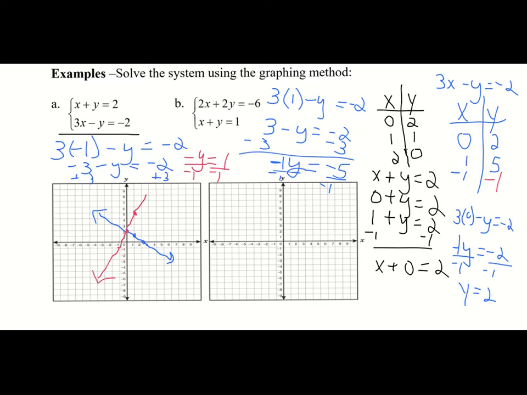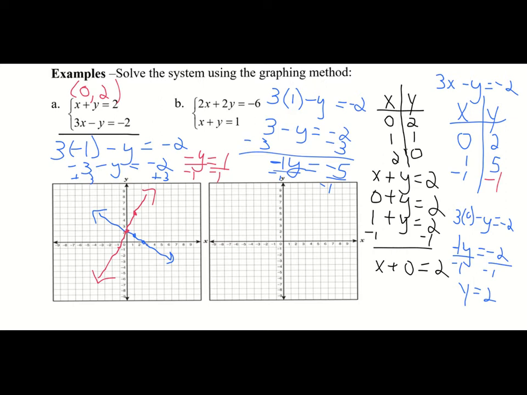And as you can see, the solution to the system is where the two lines meet, where they cross. So in this case, and on this graph, it's kind of easy to see, the solution to the system, the answer is (0, 2). That's where the two lines meet and where they cross. So that will be our answer there.